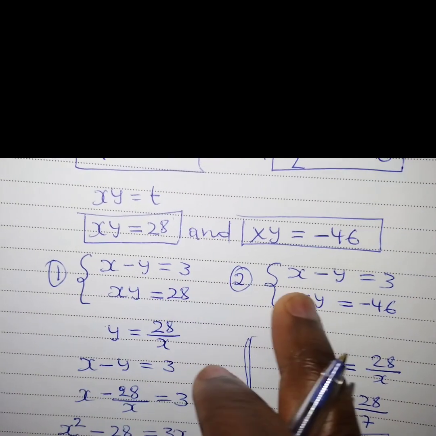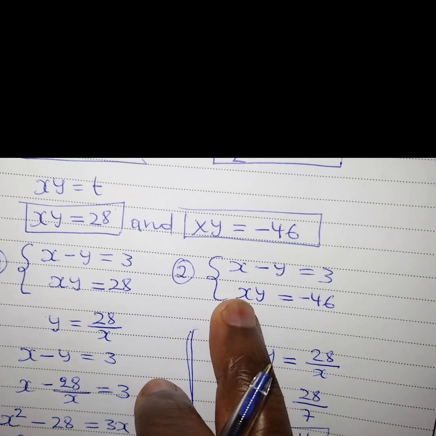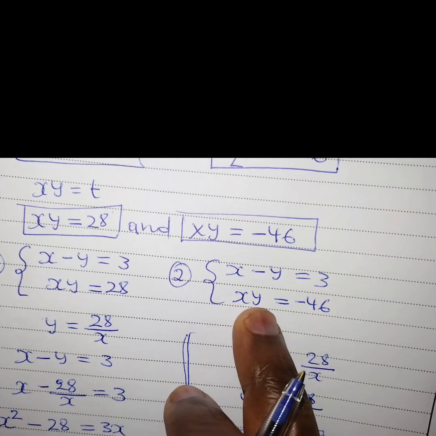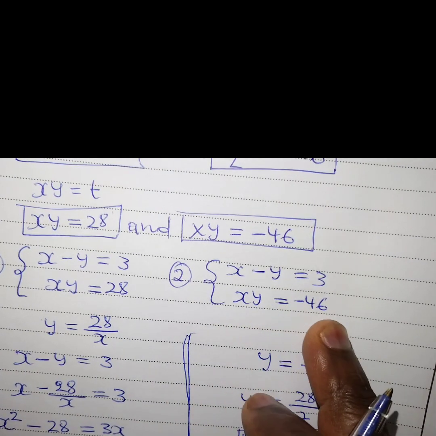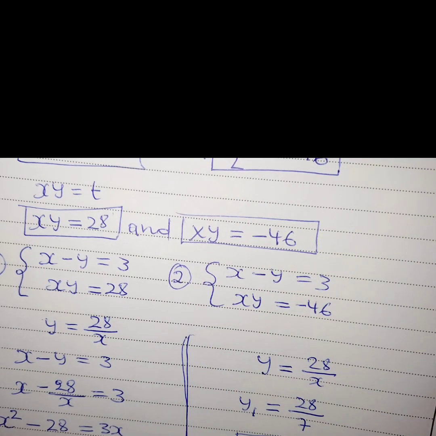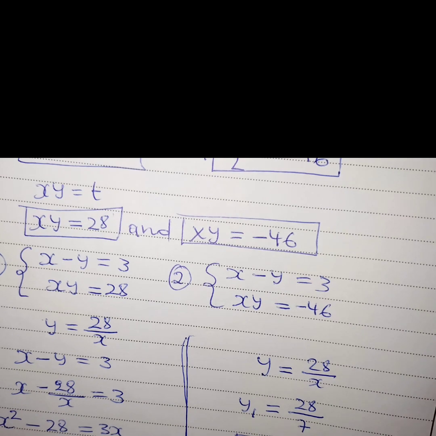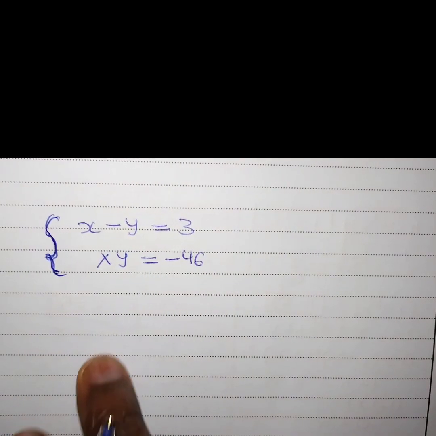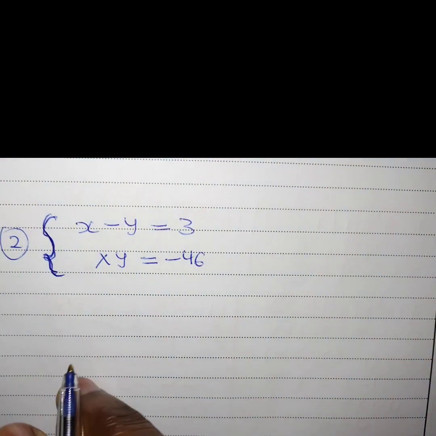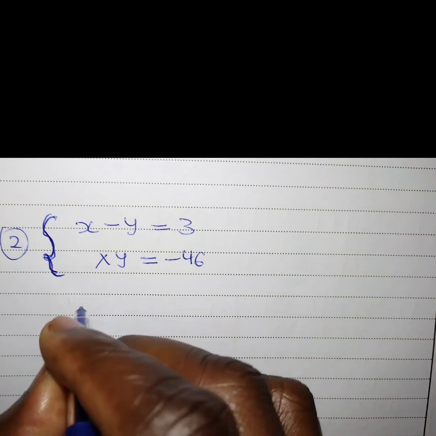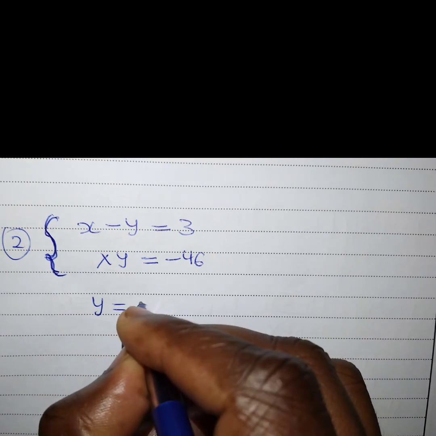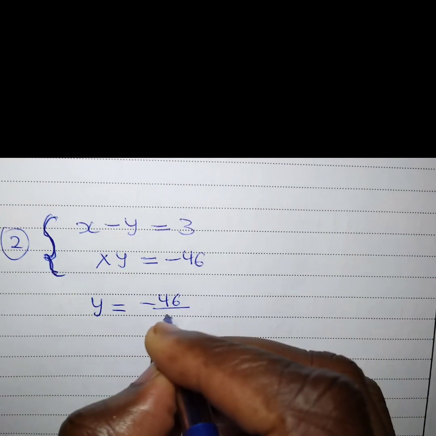So we are going to now use the second system of equations, where we have x minus y equals 3 and xy equals minus 46. We are going to use this second system of equations in order to find the values of x and y. Taking this equation, y will be equal to minus 46 all over x.